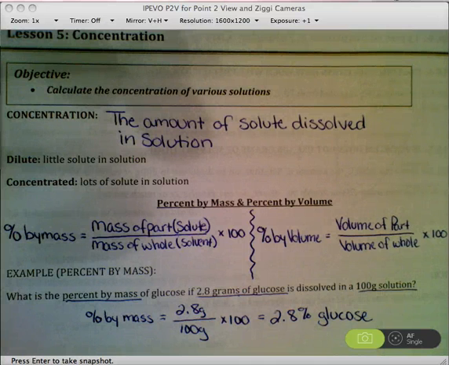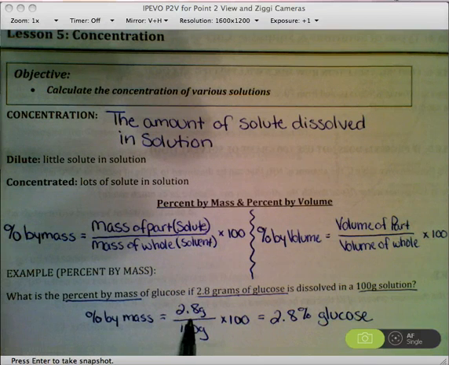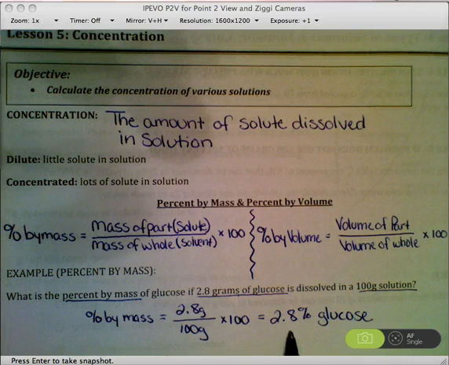So, first example, what is the percent by mass of glucose if 2.8 grams of glucose is dissolved in 100 grams of water? Well, percent by mass is the mass of the part, which is our glucose, divided by the mass of the whole, which is 100 grams of solution, times 100, and we get 2.8% glucose.